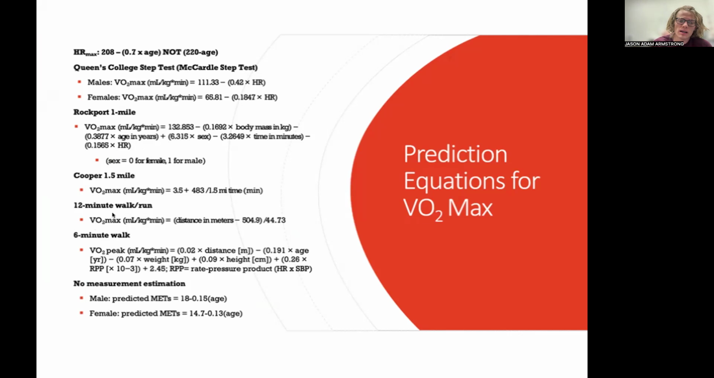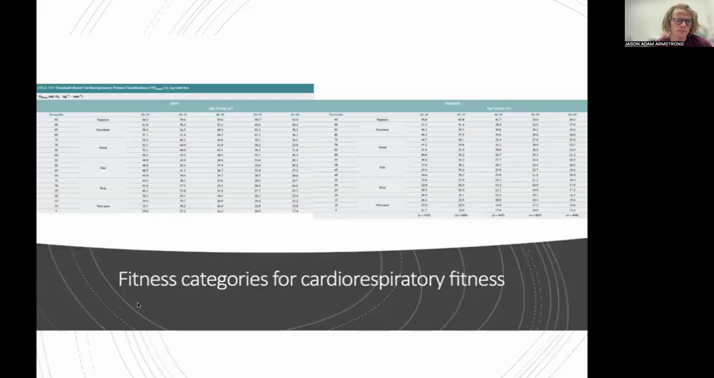For the 6-minute walk, it's the same thing, usually used in more frail and elderly individuals. And then we have a no measurement estimation, meaning I can literally just put in someone's age and guess what their VO2 max might be. That should give you a hint that as I age, I would expect my VO2 max to decrease. I would also expect my heart rate max to decrease with age. So, a couple of options here.